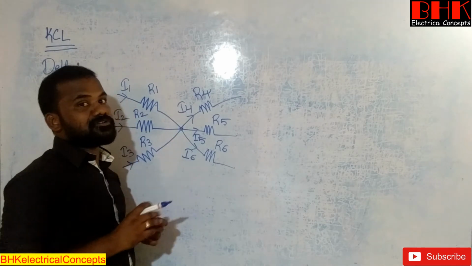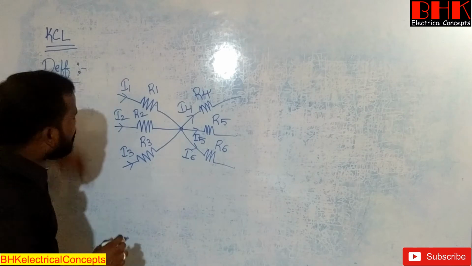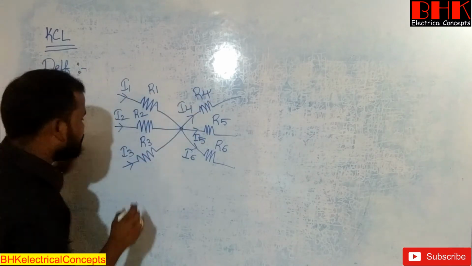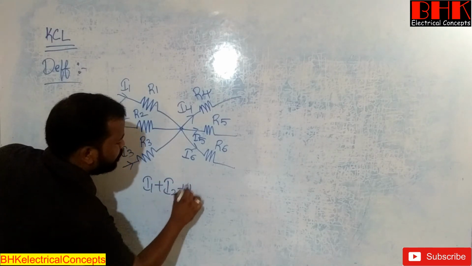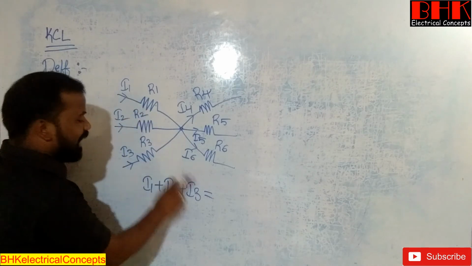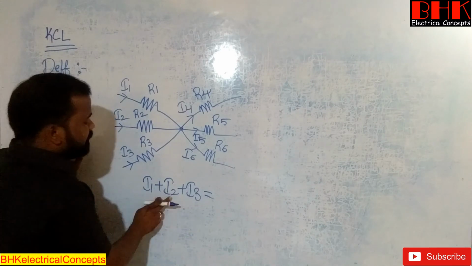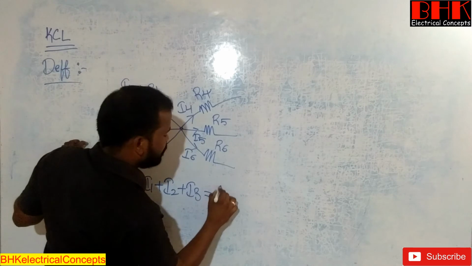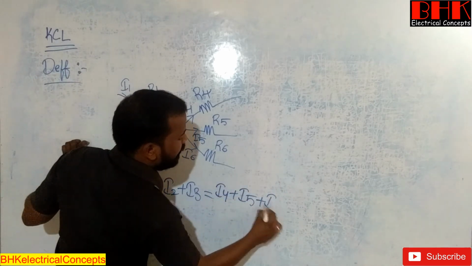As per the definition of Kirchhoff's current law, the sum of incoming currents must be equal to the sum of outgoing currents. So I1 plus I2 plus I3, all these three currents are incoming, that's why we are adding them directly. I1 plus I2 plus I3 is equal to all the outgoing currents, I4 plus I5 plus I6.